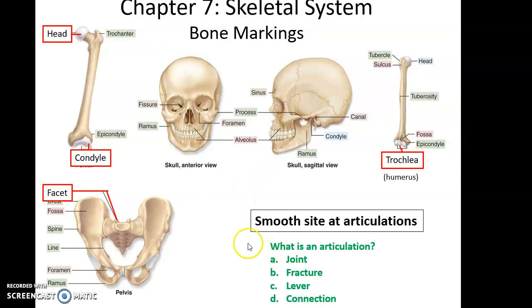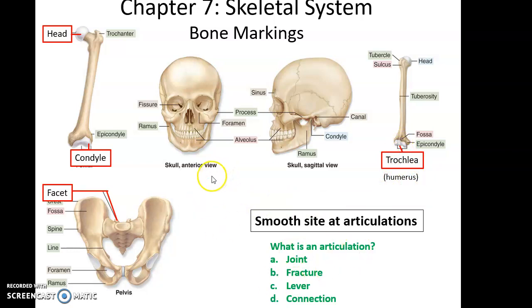Then we have smooth structures of bone. These smooth areas are usually found where moving joints are, to reduce friction for the movement at those joints. So we have heads. Heads are big rounded knobs that are nice and smooth. Condyles are smaller rounded knobs, also smooth. Facets are flat surfaces, again smooth. And then for instance, the trochlea is a specific condyle found on the humerus.